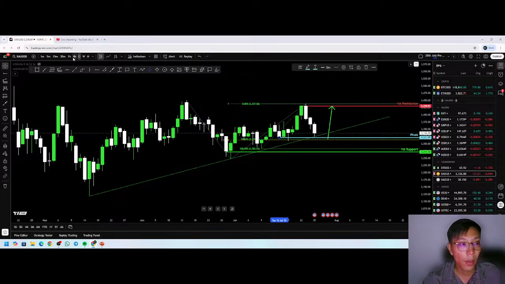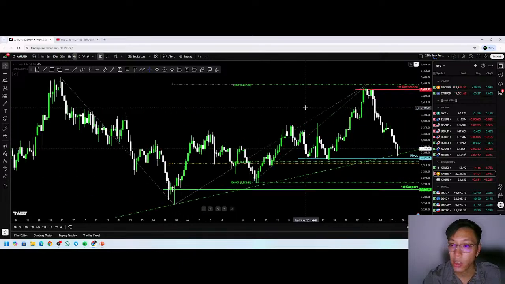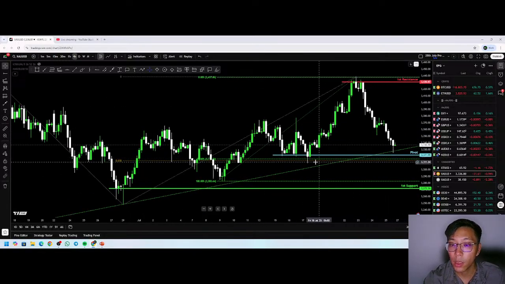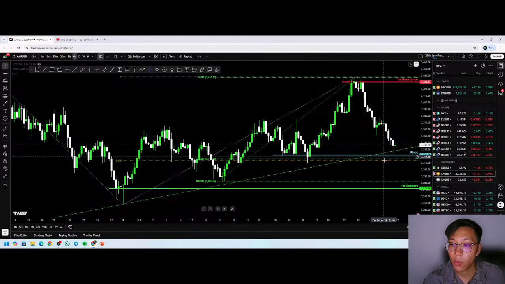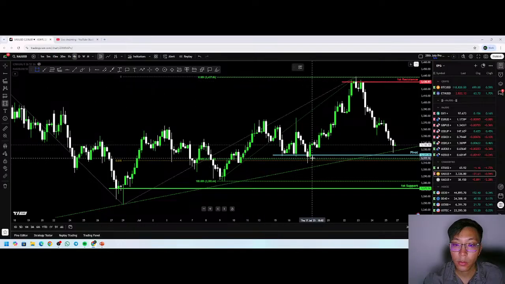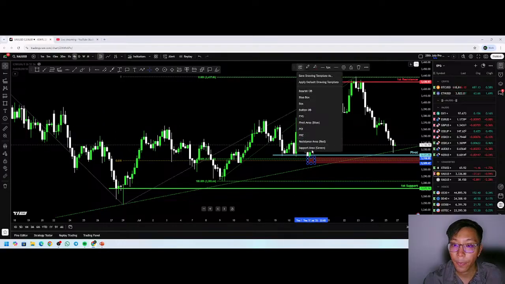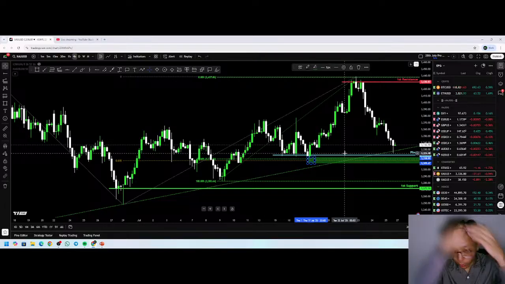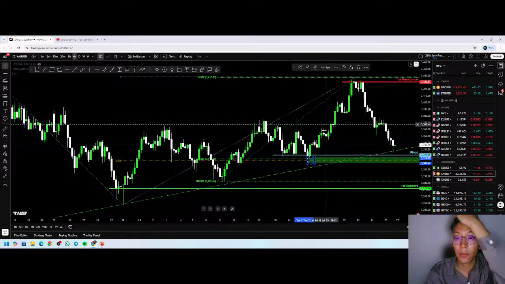Okay, so far we already see some rejection, but price could potentially come even lower, right about this level over here. Okay, so this could be our buy zone here. This could potentially be our buy zone, okay, for our pivot point.